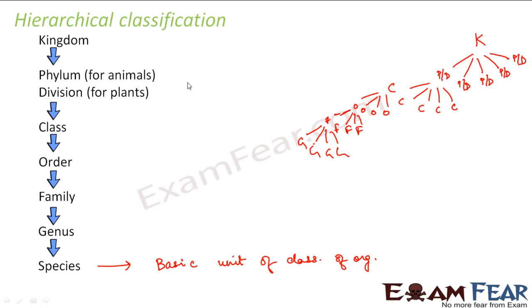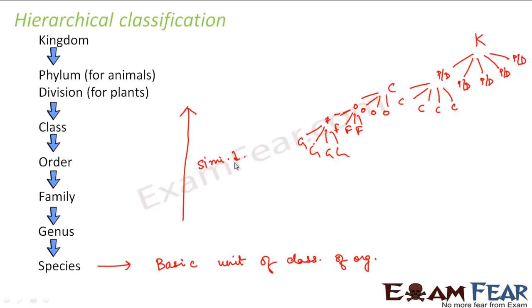Now we see that as we go up in this hierarchy, the similarities between the organisms decrease. So what does that mean? That means that organisms which are of the same species have a lot of similarities among themselves. Organisms which are of the same genus, even though they are of different species, have lesser similarities.